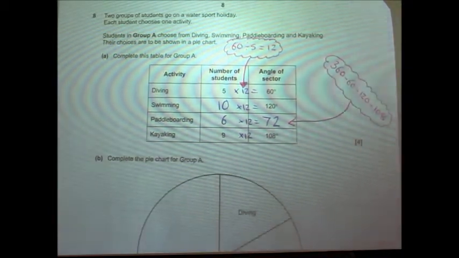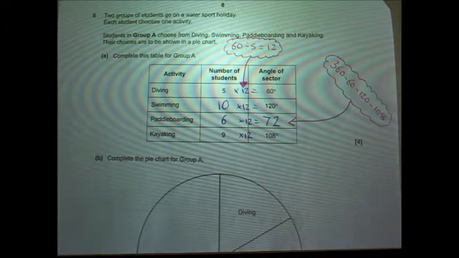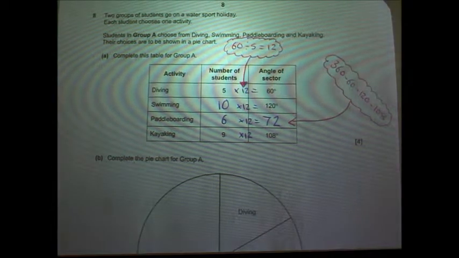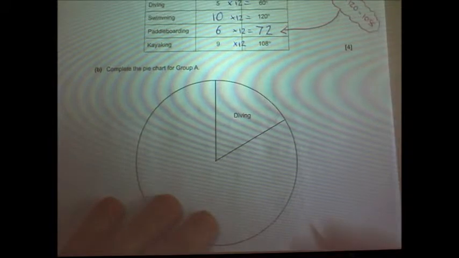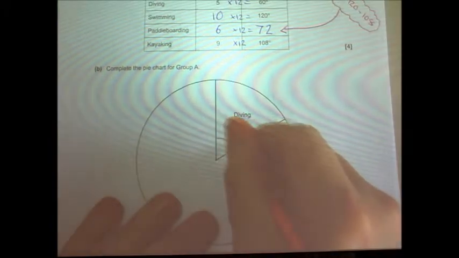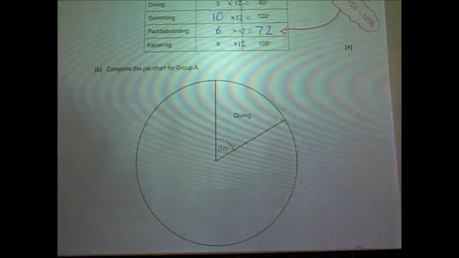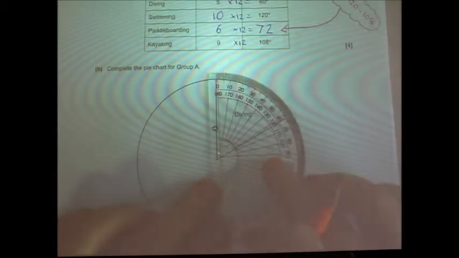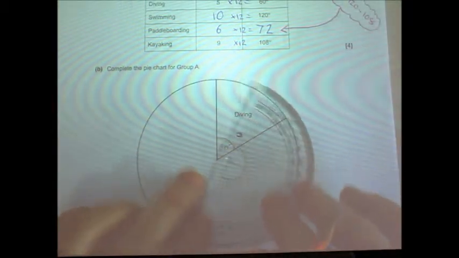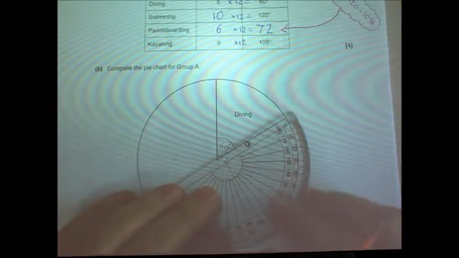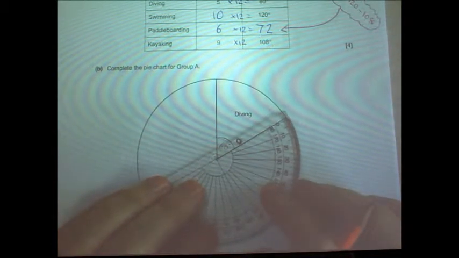And it says complete the pie chart. So the diving's already been done. That in there is 60 degrees, and I always like to label it as I go along. 60 degrees. Don't forget, when you measure using a protractor, you don't measure from here, you start from where the one left off, so that will be here. And we're now doing swimming, which is 120 degrees.